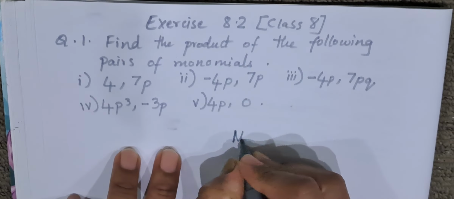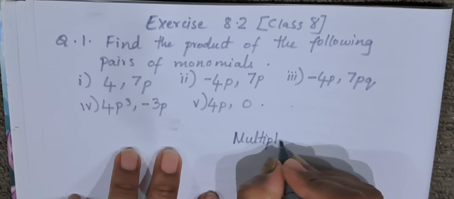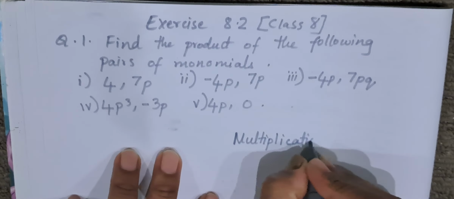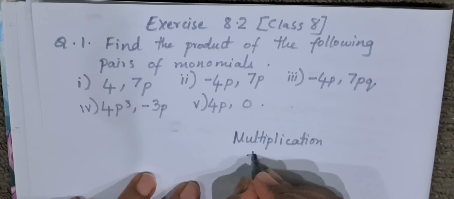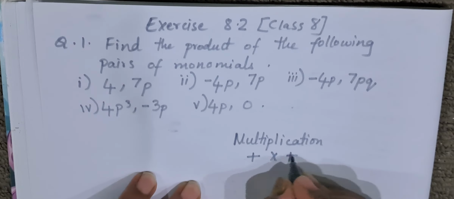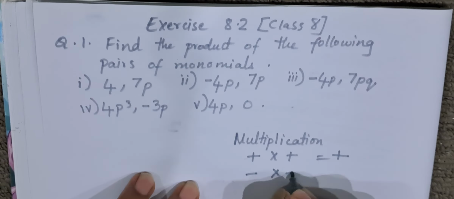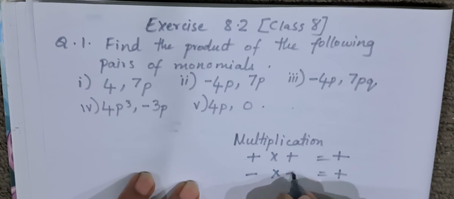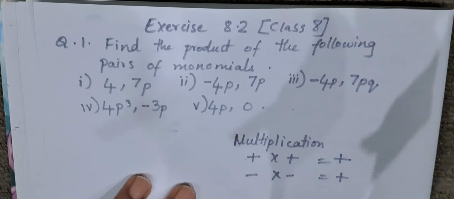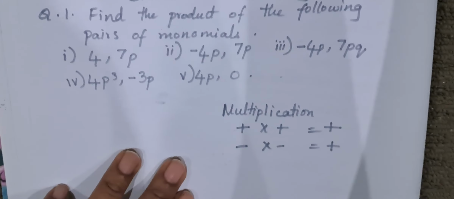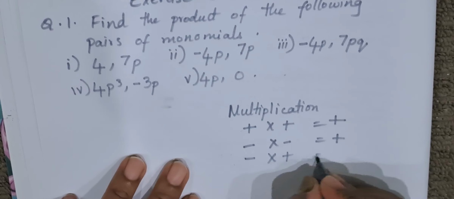In multiplication, whenever we multiply the signs, if it is plus multiplied by plus, a positive number multiplied by a positive number, it is positive. Minus into minus is again positive. When two negative numbers are multiplied with each other, it becomes positive. Okay. Now minus into plus. If it is minus into plus, it becomes minus.